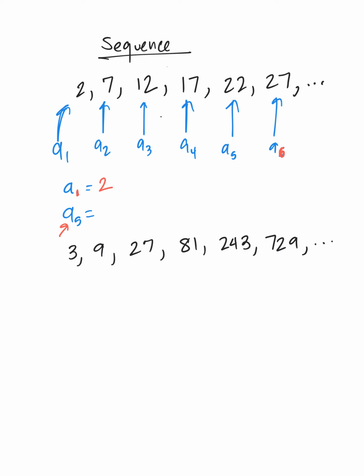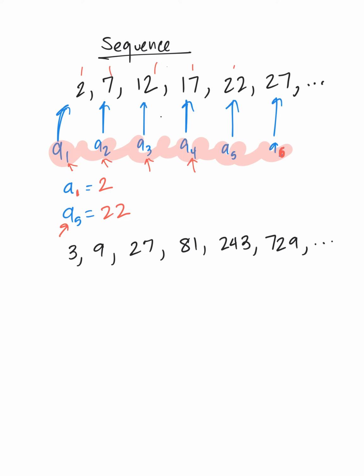A sub 5. You would figure out what is the fifth number in this sequence. If I hadn't labeled it like this right here, you would look for the fifth number in this sequence. You would count 1, 2, 3, 4, 5. So the fifth number in the sequence would be 22. Again, the reason we do this is to identify the position in the sequence.